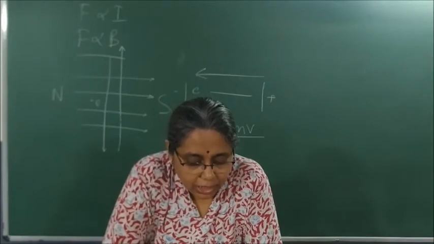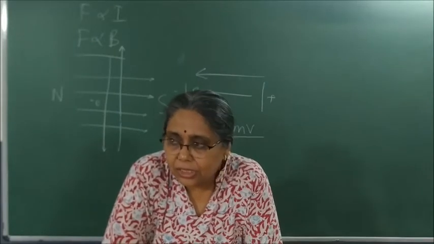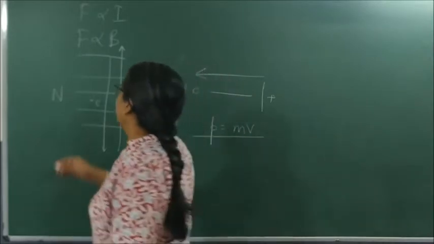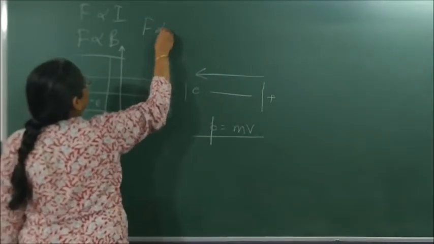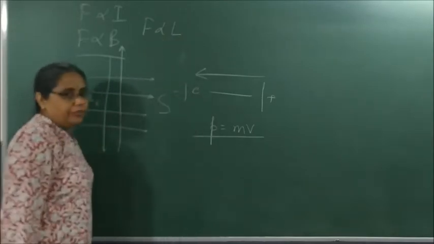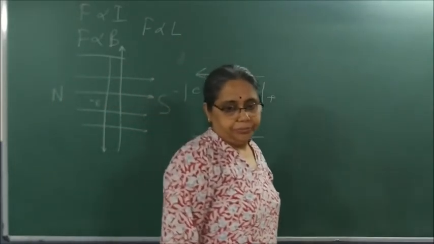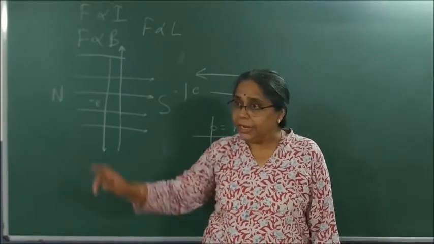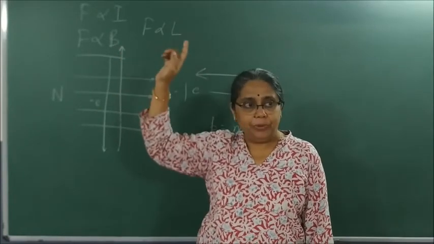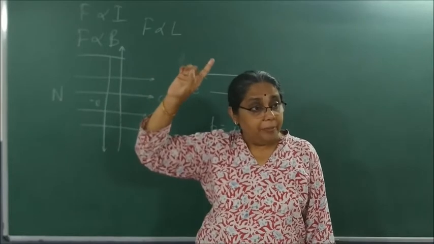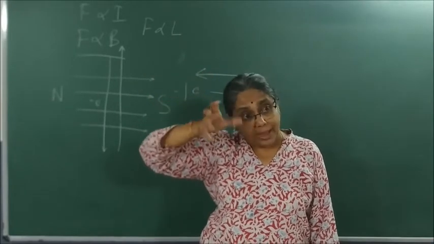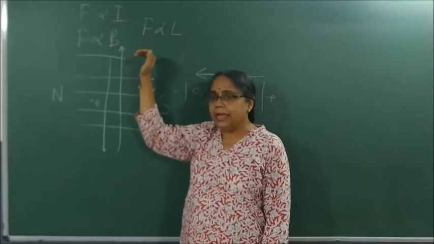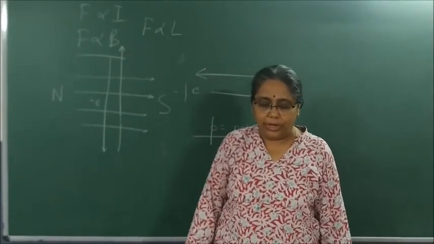Third, the length of the rod AB is increased. The displacement increases because F is proportional to L, the length of the rod. Clear? I have already taught you this. F is proportional to BIL, where B is the magnetic field of a magnet, I is current, and L is the length of the wire.